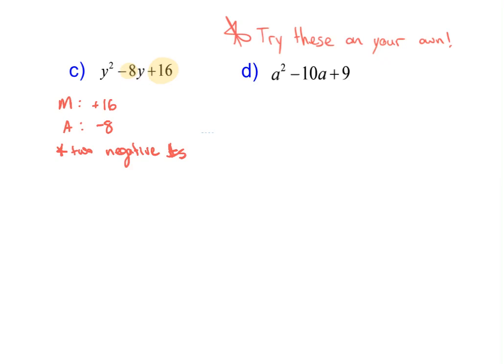If you're thinking of numbers that multiply to 16, 4 and 4, or 1 and 16, or 8 and 2, here the option that gives us -8 is -4 and -4. So the numbers here would actually be -4 and -4. Which means that my expression would factor to something like y minus 4, y minus 4. I shouldn't write the same thing twice. Really, this is just y minus 4 squared.